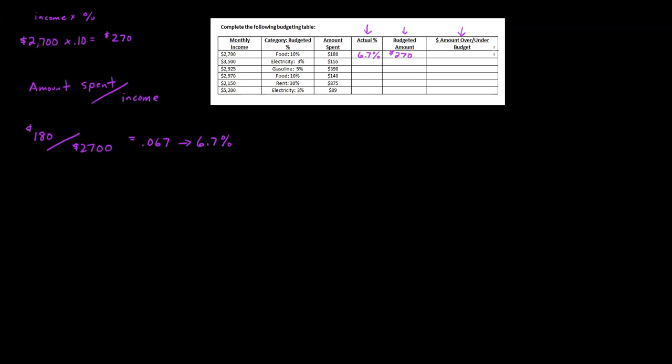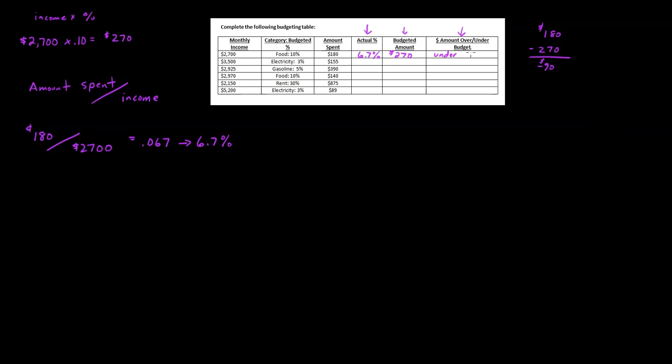So now what we're going to do is we're going to come over to this far right column and we're going to compare a couple of numbers, just like in the questions up above. We budgeted $270, we spent $180. So are we over or are we under budget? So if I take my $180 and I subtract from that the $270 that I budgeted, I have a negative $90, which means I am under, and we want to make sure that we write whether it's under or over.